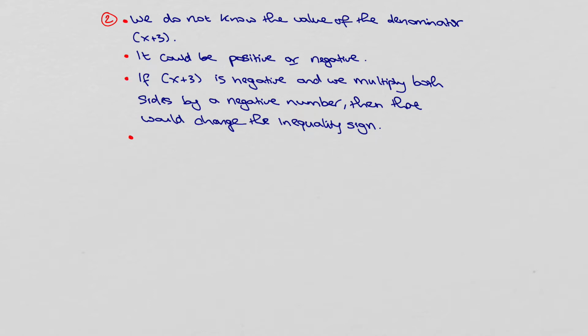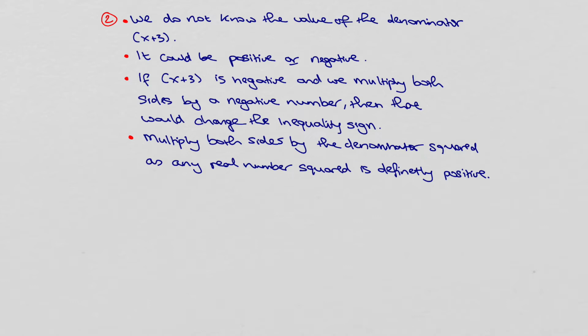Well, if I square a number, I know it is definitely positive. But of course, what I do to one side, I must do to the other. So what we're going to do is multiply both sides across by the denominator, but instead of just the denominator, we'll multiply across by the denominator squared to ensure that it is positive and therefore not change the inequality sign. So in this case, what we're going to do is multiply both sides across by the denominator x + 3, and we're going to square x + 3.